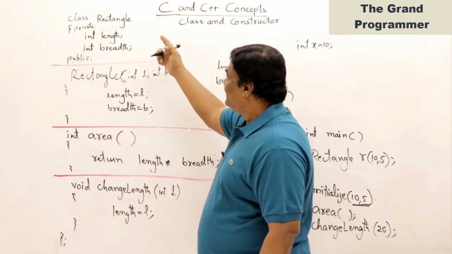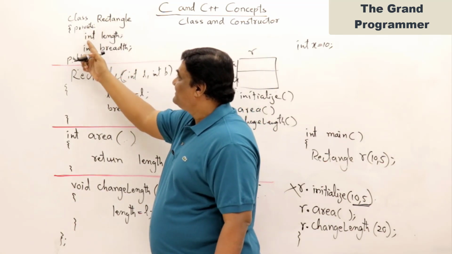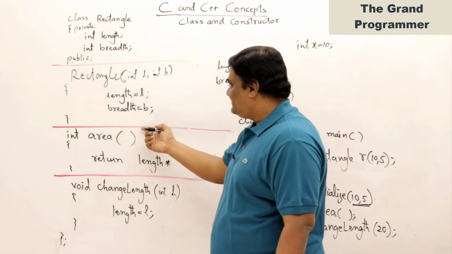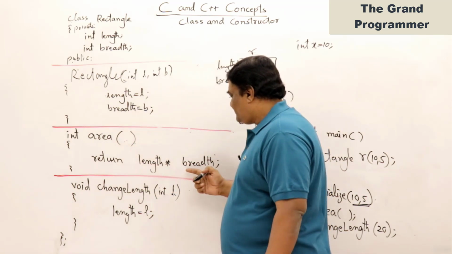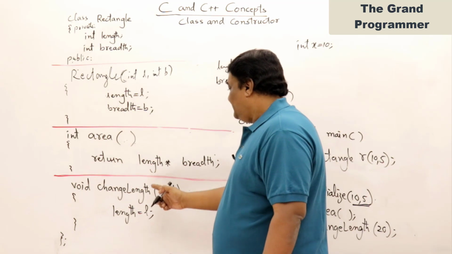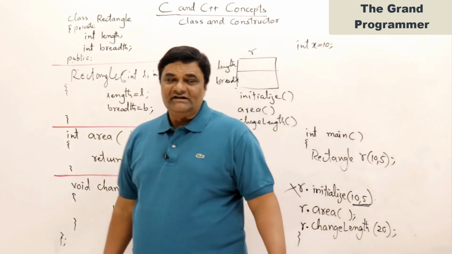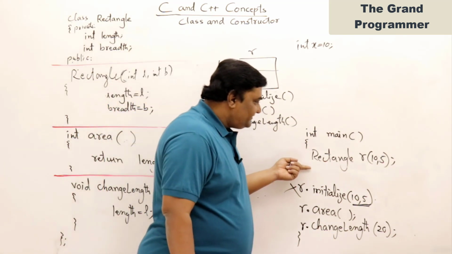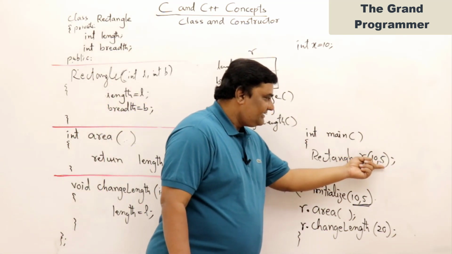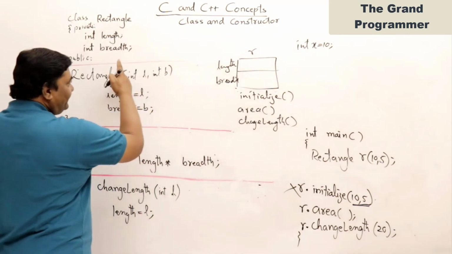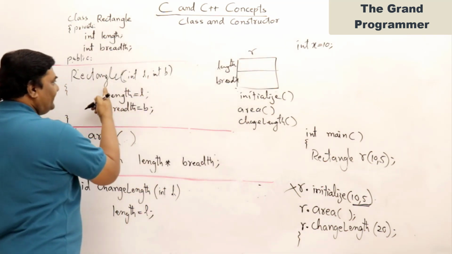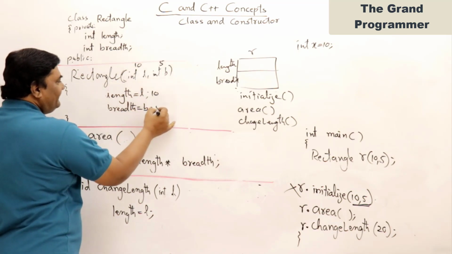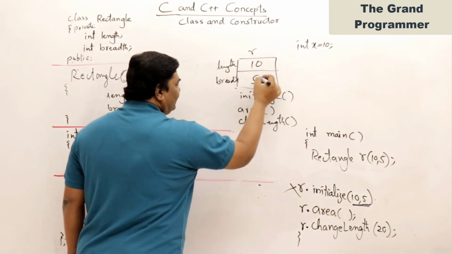Now let us look at the class once again. The rectangle class has private members and public member functions. There's a constructor which is initializing the members, an area function which calculates and returns the area from length and breadth, and change length. Now these functions are being called here. So let us see the working now. Once we create an object of rectangle by passing 10, 5, the object is created like this, and automatically this function is called. This will take 10 and this will take 5, so it will assign 10 and 5. So 10 and 5 are assigned.